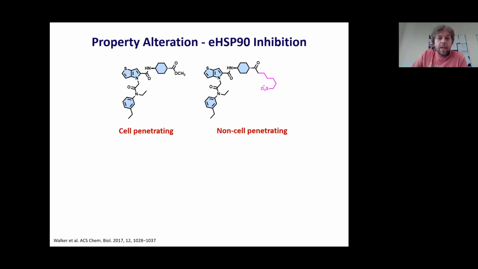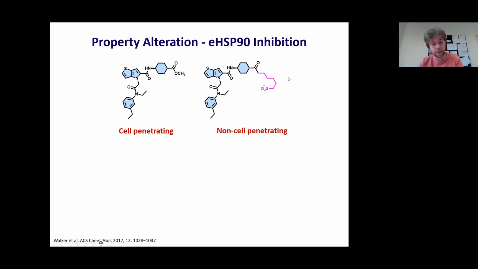I'm going to start with the extracellular HSP90 inhibition story, and this kind of started when we came across a paper by Walker et al., where they modified a series of luciferase inhibitors without disrupting the pharmacophore. They tethered on this alkyl sulfate chain, so this disordered, flexible, polar group. And what they were able to do was alter the luciferase inhibitors into exclusively extracellular luciferase inhibitors.